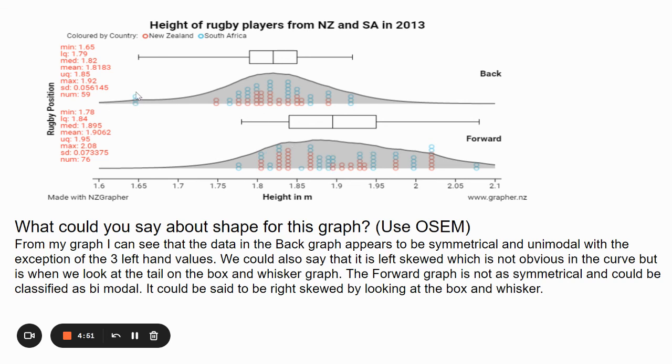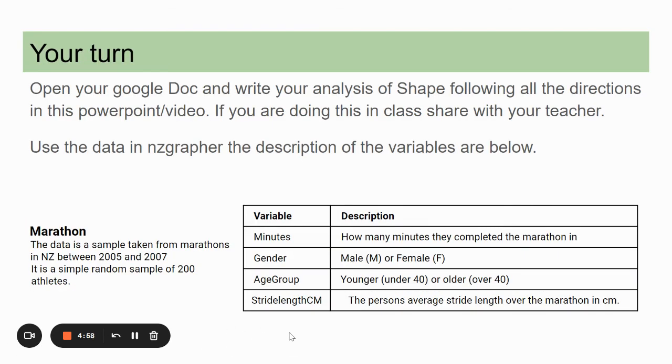This one here, what would cause those three guys to be way out there? We might come into that a little bit later. So have a go at your particular one on the marathon data and see if you can, one, draw the graph for the shape and then talk about it as far as OSIM is concerned.